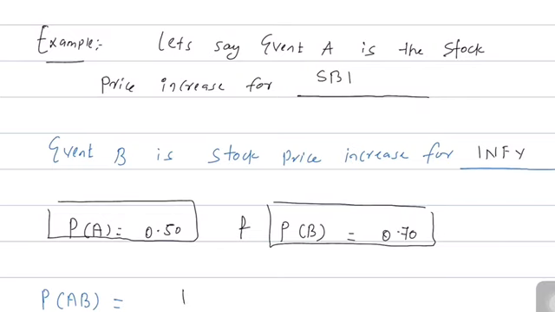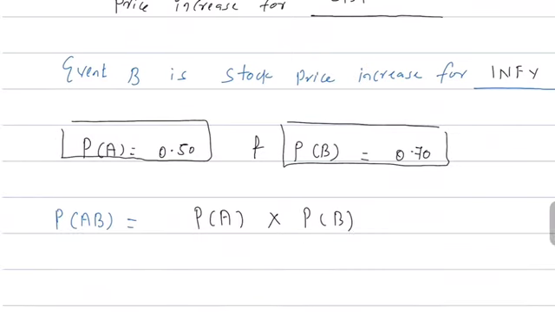So the formula is the probability of event A times the probability of event B. The probability of event A is 0.5, the probability of event B is 0.7. So this will give you 0.35. This means there is a 35% chance that the stock prices of both companies, SBI as well as Infosys, will increase. So 0.35 is the joint probability of events A and B.